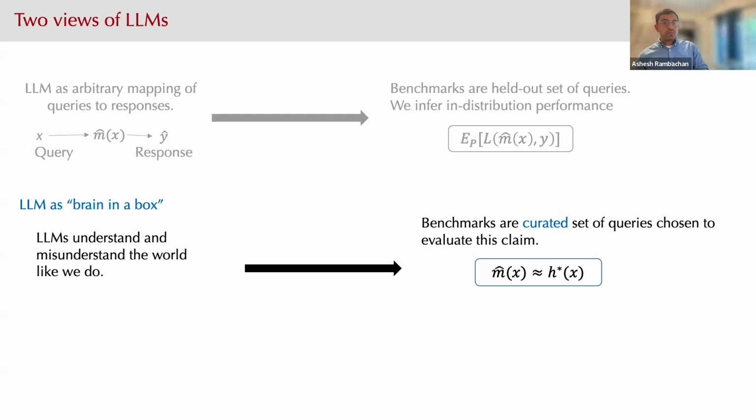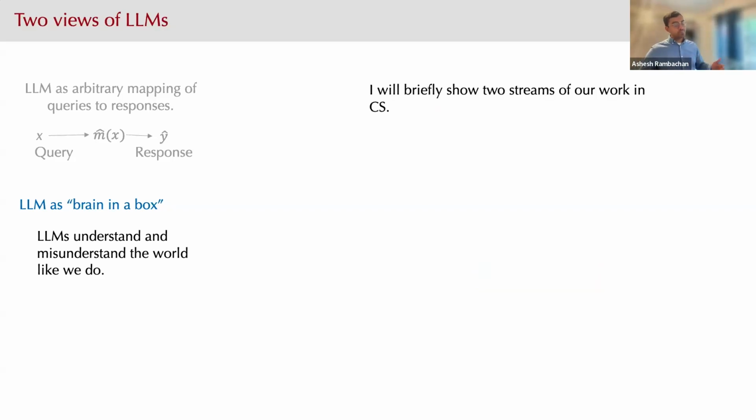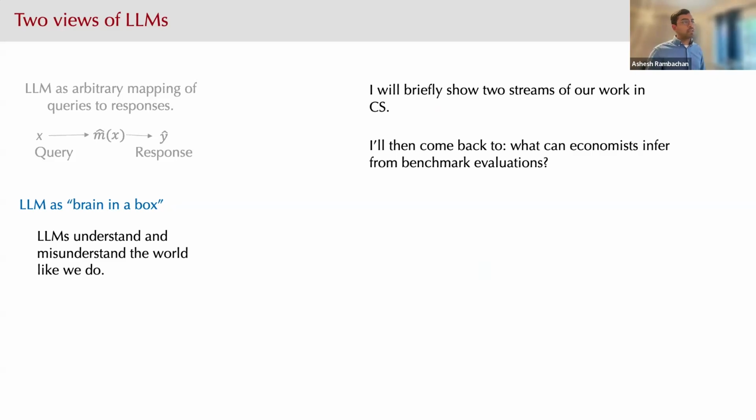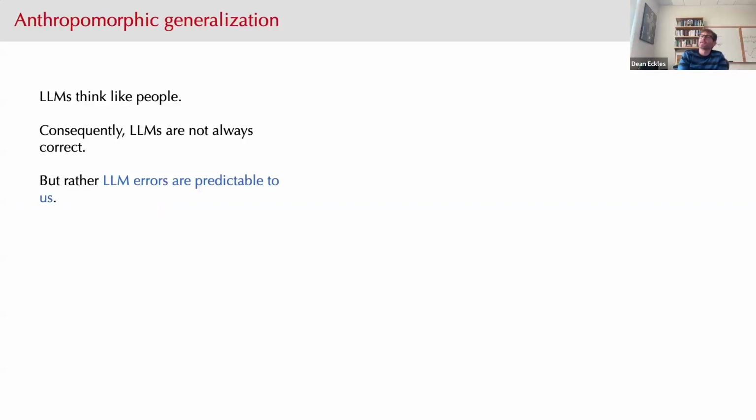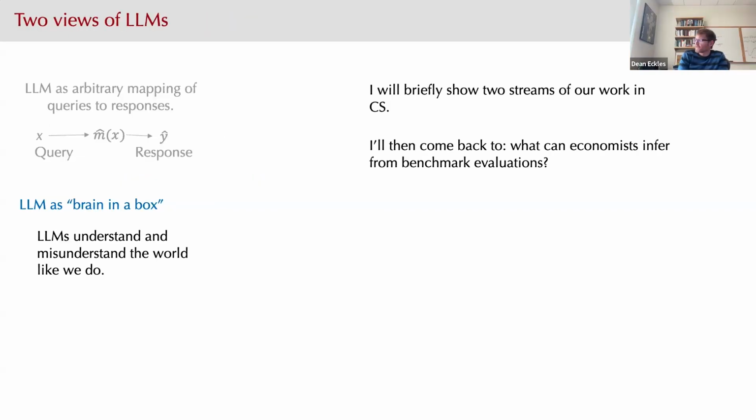So what I next want to do is talk about two streams of papers that we've worked on, published in computer science venues, to try to make progress on formalizing what this perspective might be and how we would actually assess whether this is happening. And then I want to come back to this original question of what exactly economists can infer from these benchmark evaluations. And just to ask what the upshot of this is going to be.